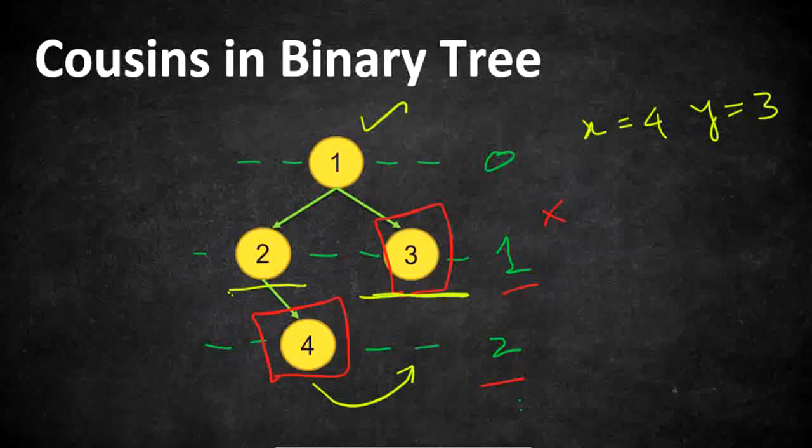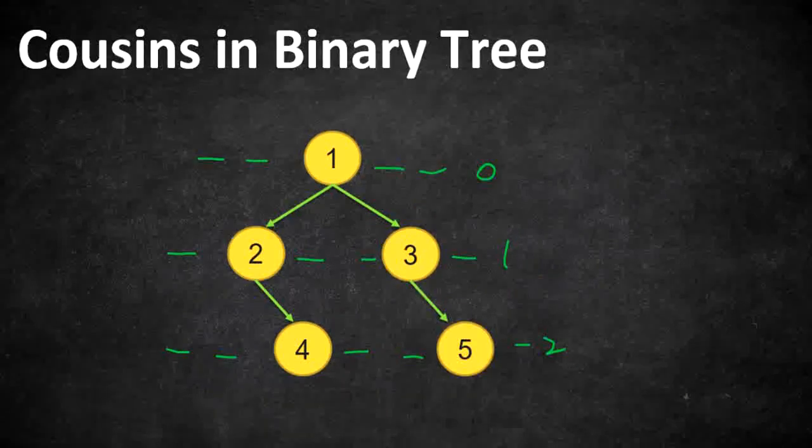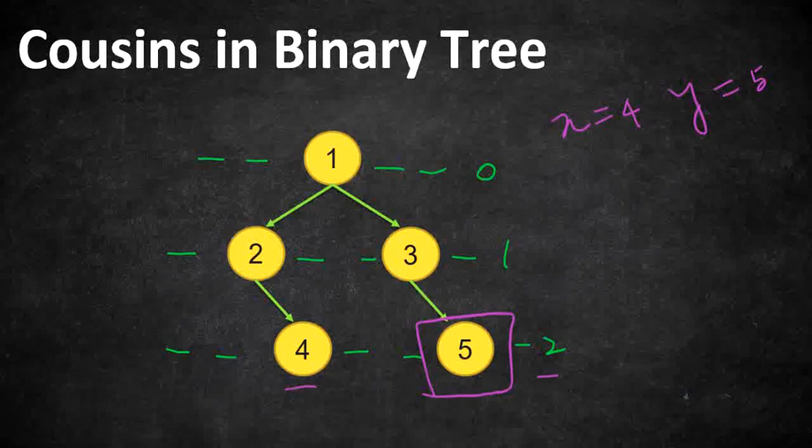So let's add one more node to the binary tree. We have added one more node at depth 2, and let's take x equal to 4 and y equal to 5. The first condition is to check whether the depths of both the nodes are equal. Yes, the depth of 4 and 5 is equal to 2, so the first condition is satisfied. The next condition is that they should have different parents. The parent of 4 is 2 and of 5 is 3. They have different parents, so the nodes 4 and 5 are cousins. So we are going to return true. Yes, as simple as that.